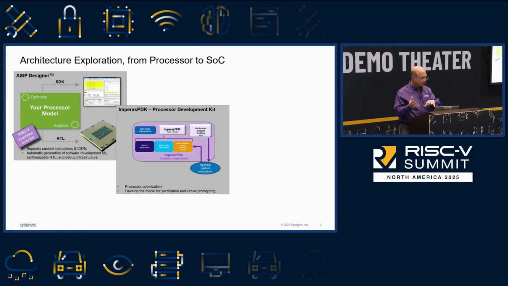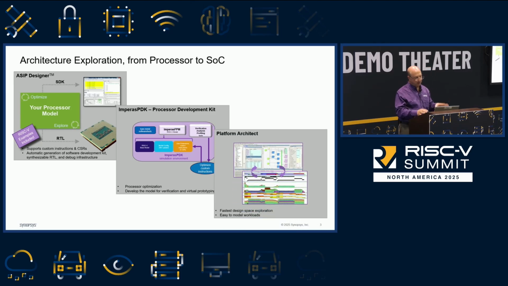The complementary approach to this language-based approach with ASIP Designer is Empiric's PDK, the Processor Development Kit. This is based on the Empiric's FPM model, and what this does is allow developers to add some features to the model, execute their software on that, and understand the impact that these custom instructions are going to have on the software execution. So Empiric's PDK is going to help people with the development of the custom instructions. So these are both at the processor level.